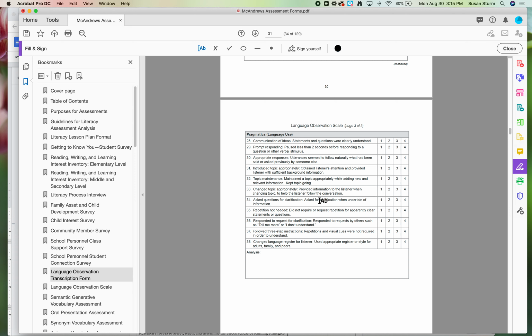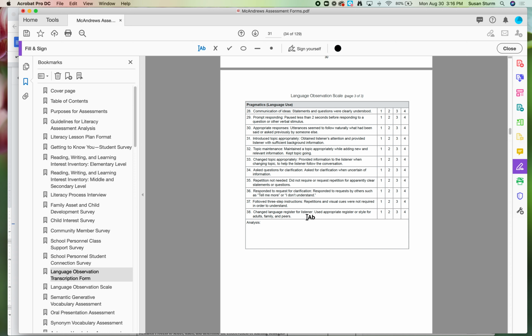Do they need repetition or not? Do they respond to requests for clarification? So if the teacher says to them or you say to them, tell me more, are they able to do that? Can they follow simple 3-step instructions? And then can they change their language register for listeners? And this will mean they'll have to listen to them as they talk to their peers, as they talk to the teacher, as they talk to the other adults in the room. Maybe if you catch a glimpse of them with guardians or parents or caregivers, listen for the registers.